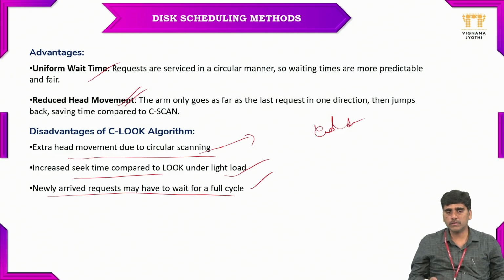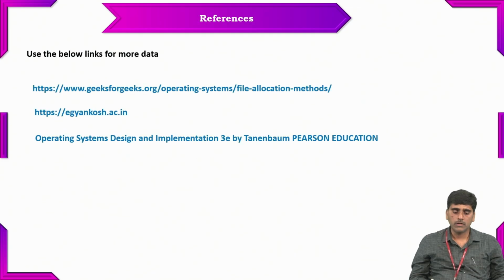So these are all the scheduling algorithms: LOOK and C-LOOK algorithms, SCAN and C-SCAN algorithms. Use the below links for more data about these disk scheduling algorithms: FCFS, shortest seek time first, SCAN algorithm, C-SCAN algorithm, LOOK algorithm, and C-LOOK algorithm. Right. So I hope all of you understand.